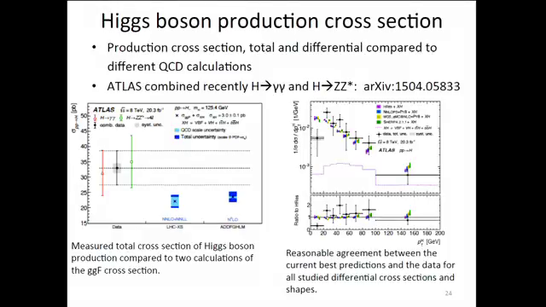Okay, so this is what has been observed. Now, all these things can be used to measure also cross-section and compared to QCD prediction. So this is a combined result from ATLAS, where the cross-section has been measured and combined between 4 leptons and 2 photons. And this is compared to 2 theoretical calculations.